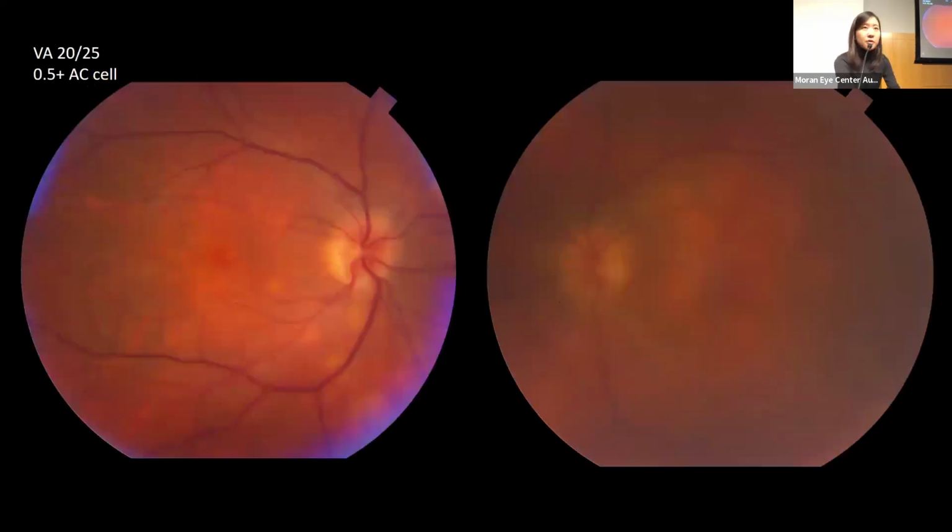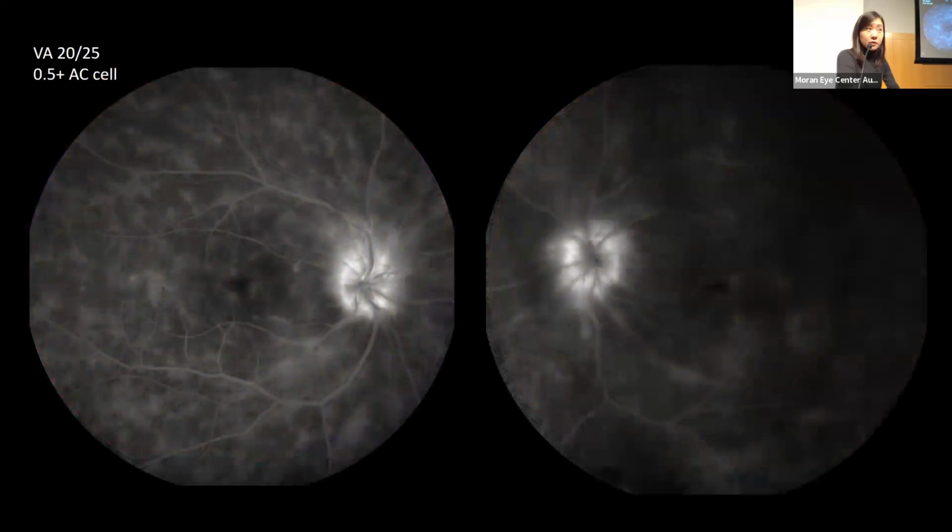However, on follow-up, her vision had dropped. On the right eye, her vision was 20/25. There was half plus AC cell with new yellow grayish lesions inferior to the nerve. Left eye vision was now 20/40 with 2 plus AC cell, vitreous haze, and yellow grayish lesions in the macula. FA showed diffuse leakage in both eyes, confirming the presence of active intraocular inflammation in both eyes.